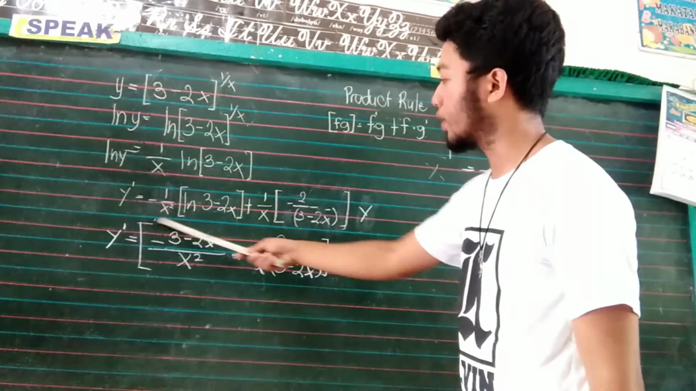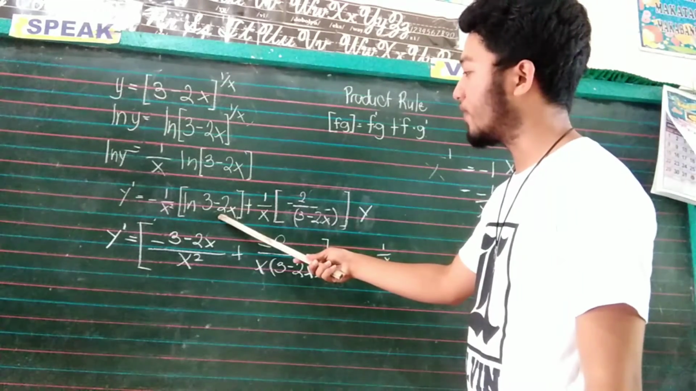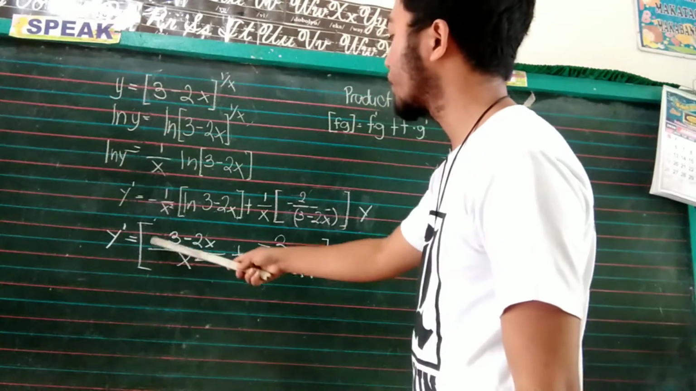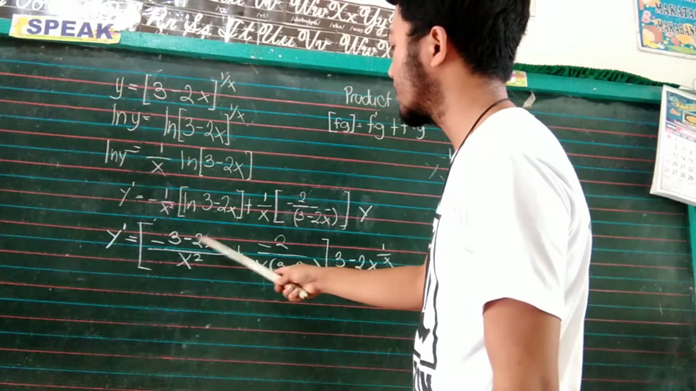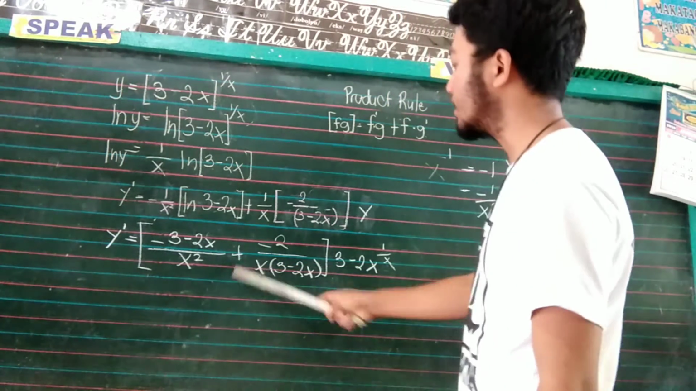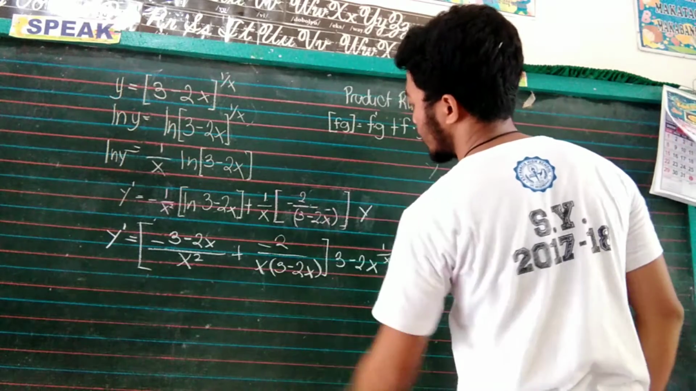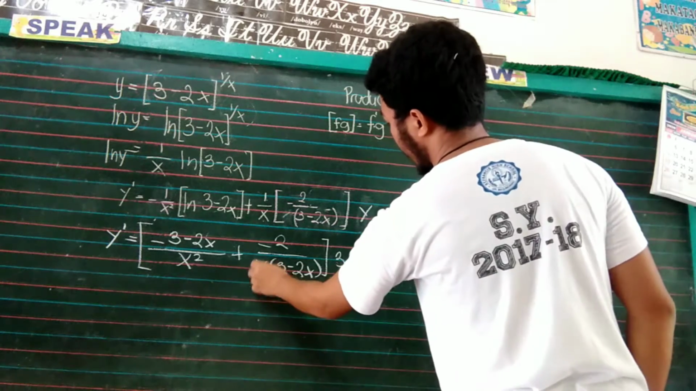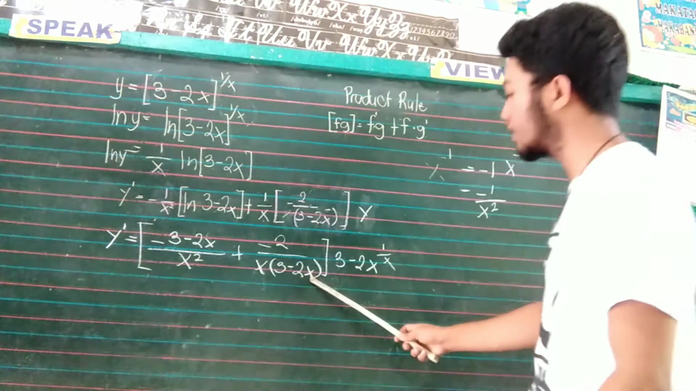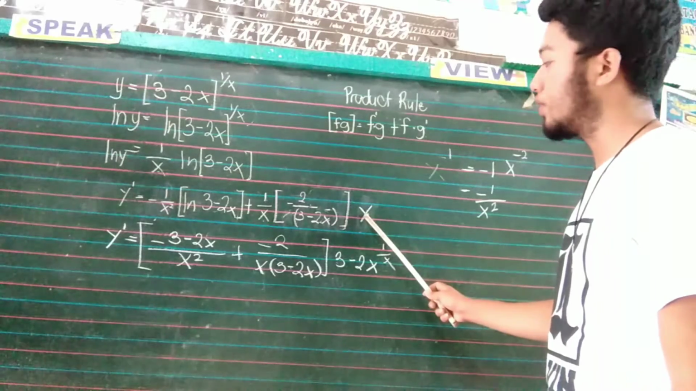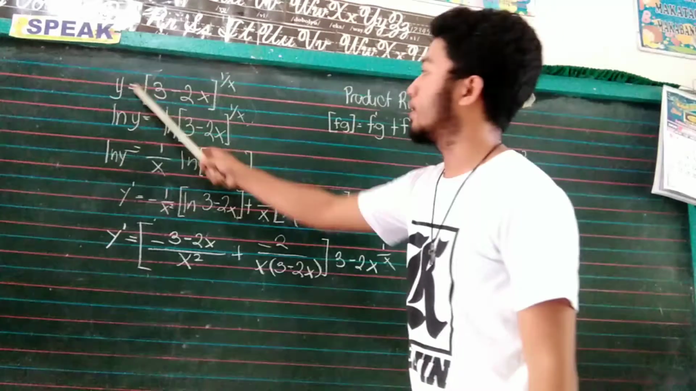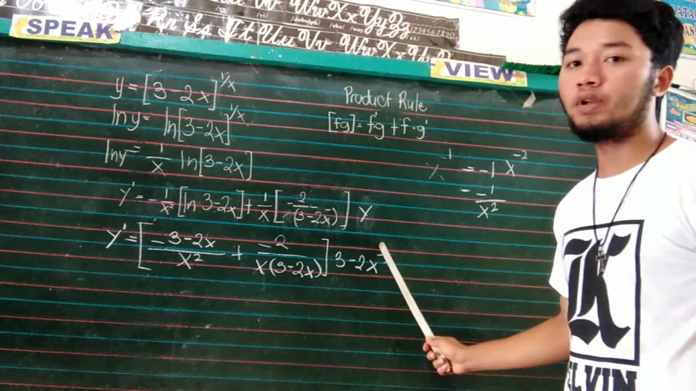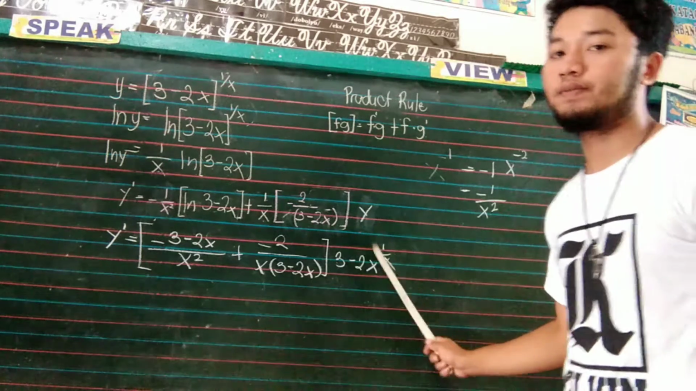So we're going to simplify this one. So to simplify, we will get the final answer. So the final answer here is y prime is equal to (3 minus 2x) over x squared, plus 1 times negative 2 is negative 2, x times this function. So it will become x times the quantity of 3 minus 2x. So the original value of y, which is this function. So this is our final answer for the differentiation of logarithmic function.